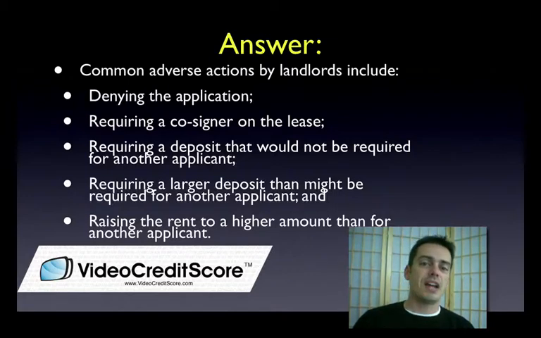Of course, being denied credit, I knew that one was an adverse action. But some of these others are pretty interesting too. So if you're asked to provide a cosigner, that's an adverse action as well. If you're asked to give a deposit that's not normal, that's an adverse action. If you're asked to give a larger deposit or pay more rent, those are examples of adverse actions as well.